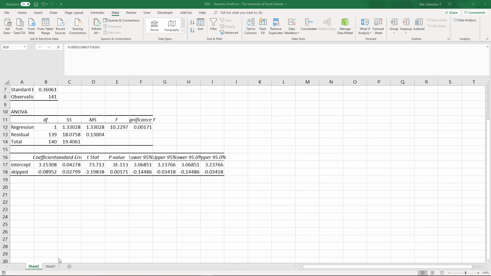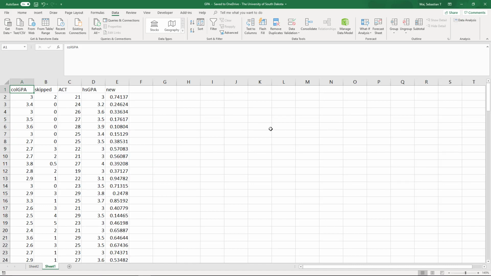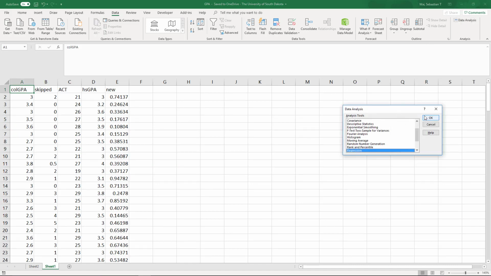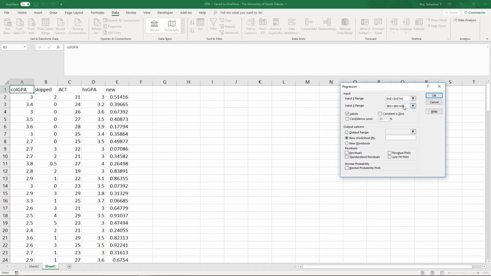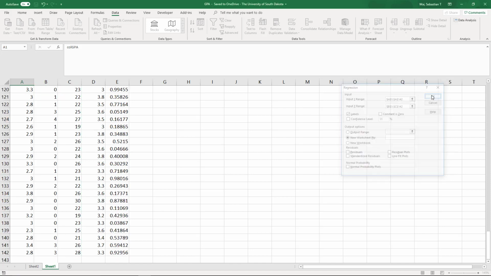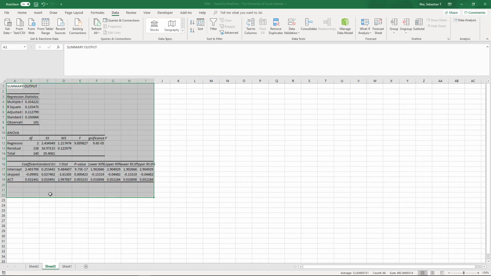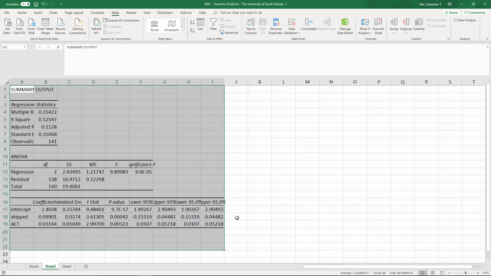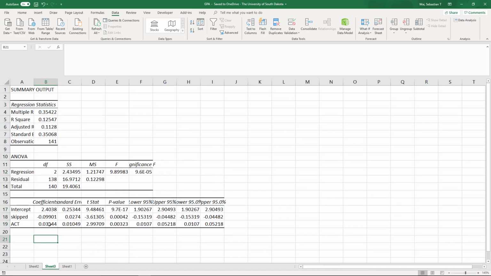Next, we're going to add ACT into the regression. We'll keep the Y range the same, but for the X range, we're going to take skipped and ACT. We'll take a look at these results. First, look at the coefficient estimate for ACT. This is positive. Let's think about what this means.